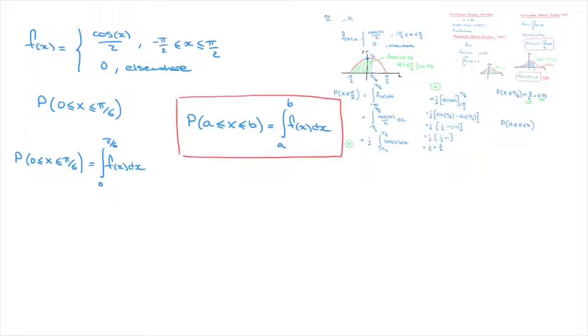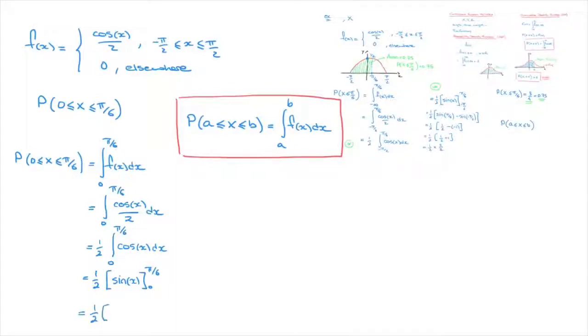And now 0 and pi over 6 are both within the interval negative pi over 2 to pi over 2, so the probability density function equals cosine of x over 2. So this integral becomes the definite integral from 0 to pi over 6 of cosine of x over 2. And that's equal to 1/2 times the definite integral from 0 to pi over 6 of cosine of x. Integrating, we find this equals 1/2 times, in square brackets, sine of x, with lower limit 0 and upper limit pi over 6, and that's equal to 1/2 times sine of pi over 6 minus sine of 0.